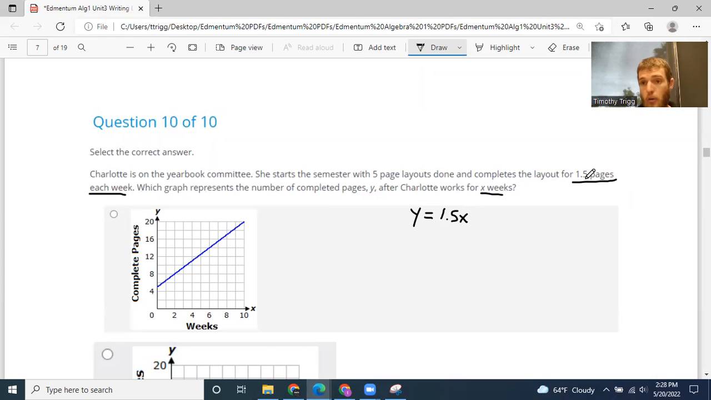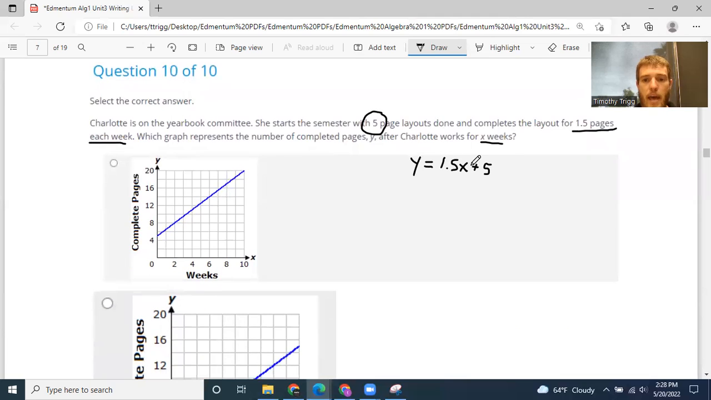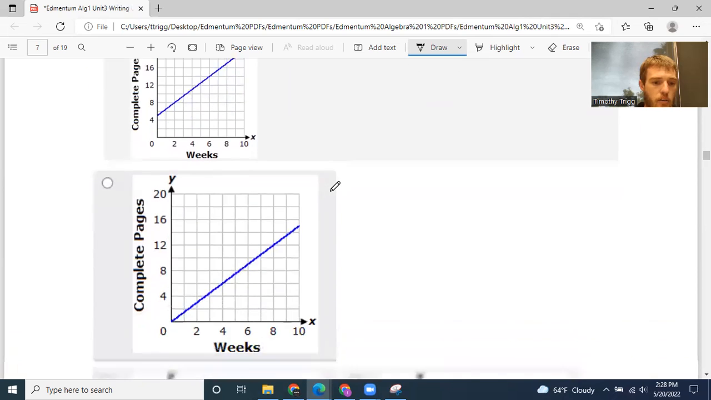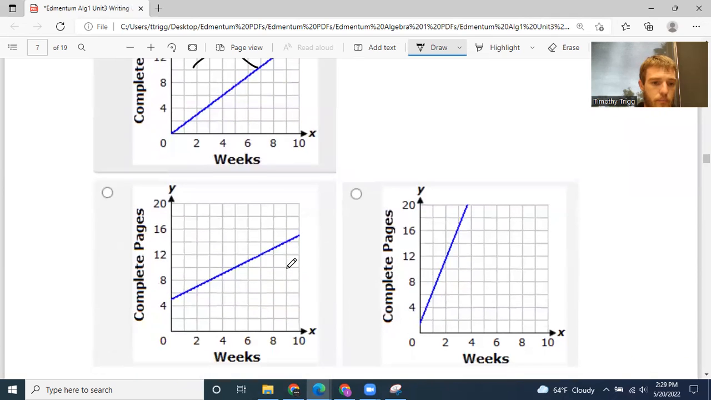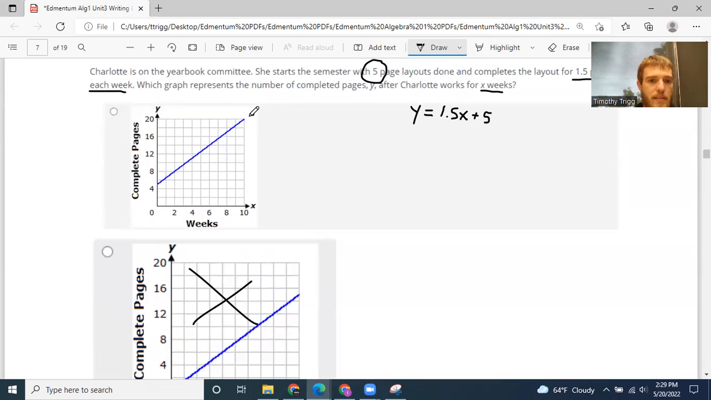Usually when you see per or for each, that's going to be your slope in a lot of cases. Your y-intercept is usually your starting amount. It says she starts the semester with 5 pages. So that's going to be our y-intercept, our b. Y equals mx plus b. Slope is 1.5. Y-intercept is 5. So which of these have a y-intercept of 5? Well, not this one. This one does. So I'm going to put a little dot for maybe. And this one does not. So maybe it's that one, or maybe it's this one.